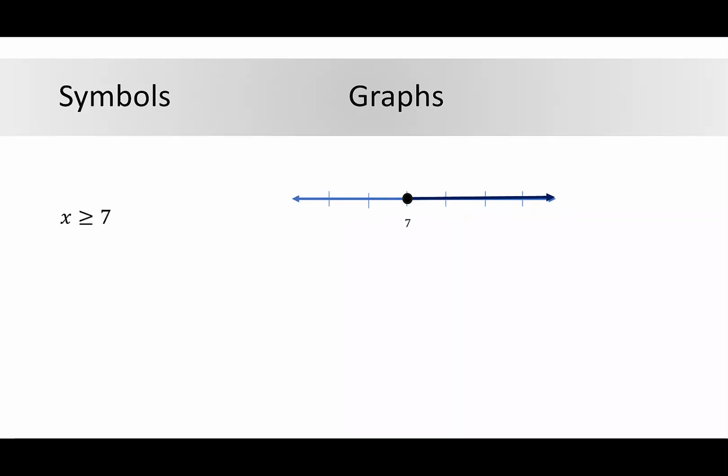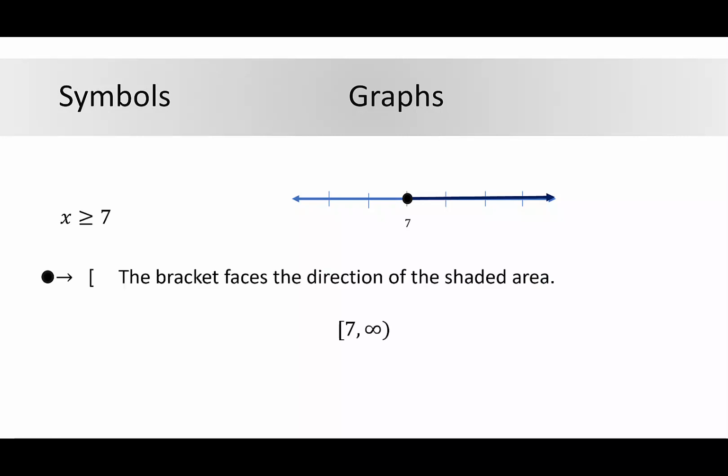If we change that over and look at greater than or equal to, we can see again that we have a closed dot. X greater than or equal to 7 has the closed dot at 7 and then shading to the right. Once again, I'll turn that closed dot into a square bracket, but the bracket's going to face the right, which is where the shading occurs. Then as an interval, I'm going to write a square bracket, 7, comma, infinity.